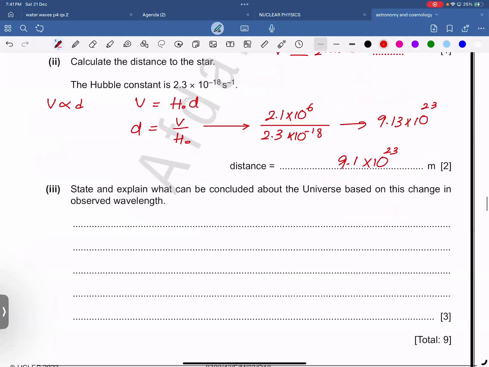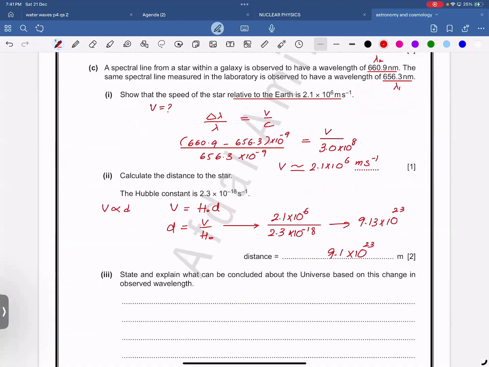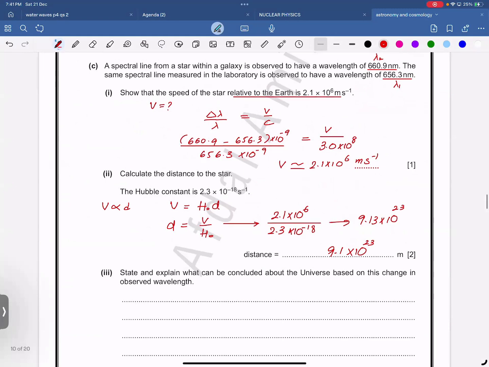All right. Now they are asking you, state and explain what can be concluded about the universe based upon this change. Okay, this change means what? Observed wavelength is longer. Observed wavelength longer means the light is redshifted, means what? The distant galaxy or the star is moving away from the Earth. When it is moving away from the Earth, it means the universe is expanding. So write all 3 points, my dear students.